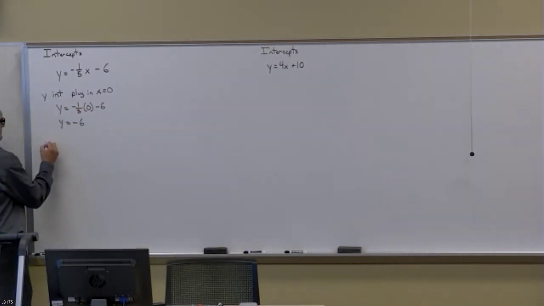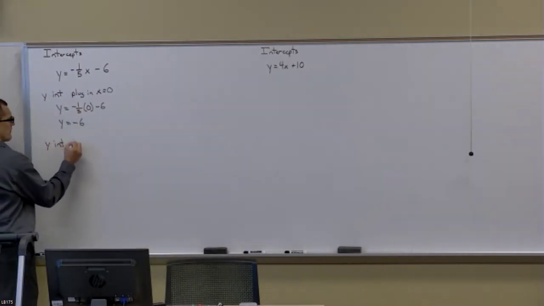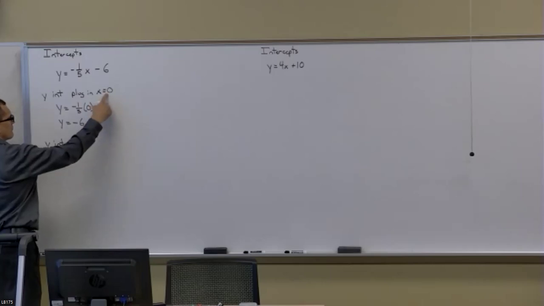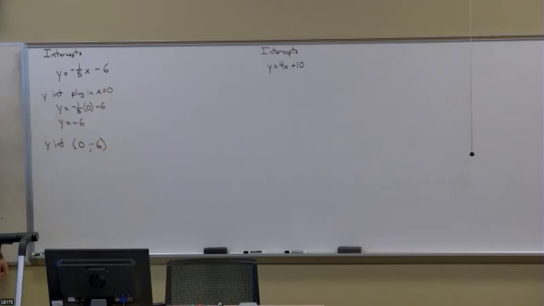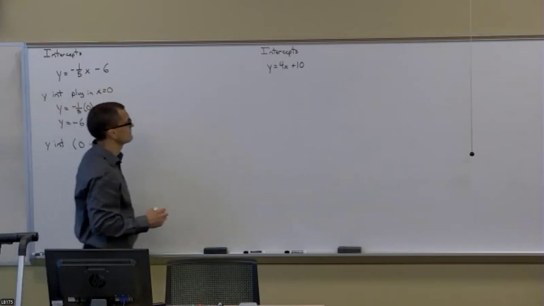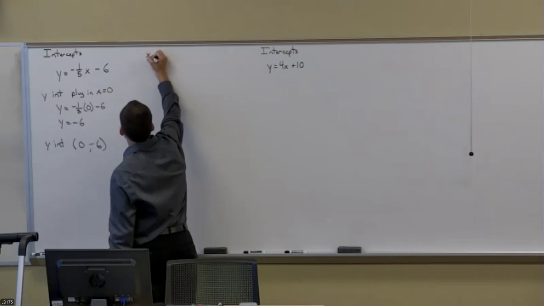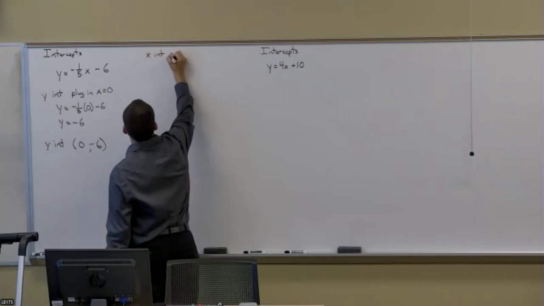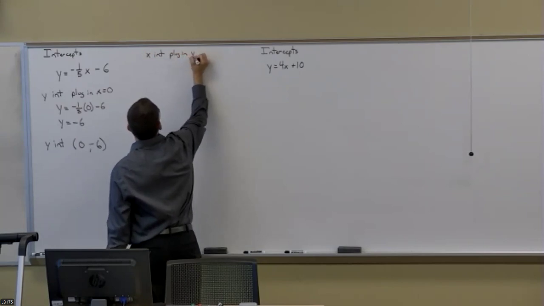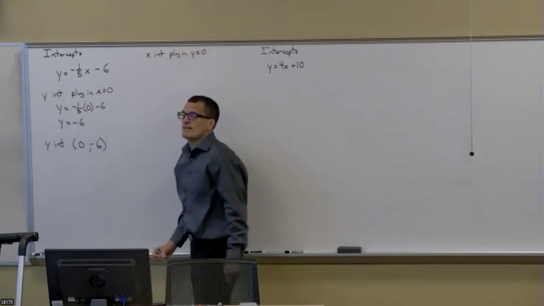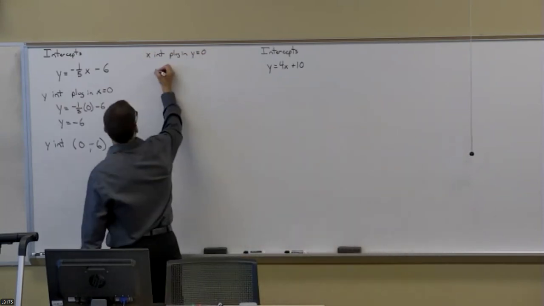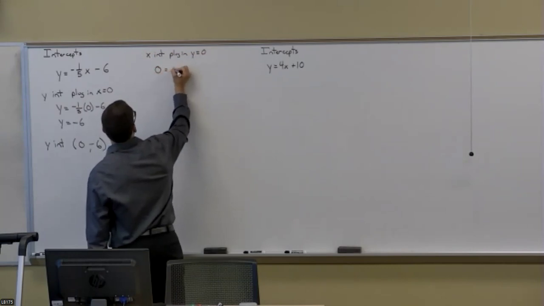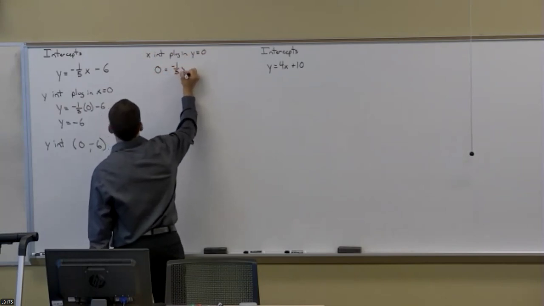So the y-intercept is the point who has x value 0, y value -6. So the y-intercept is 0, -6. To find the x-intercept, we just plug in 0 for y. And this takes a little bit more solving, but not that much more.